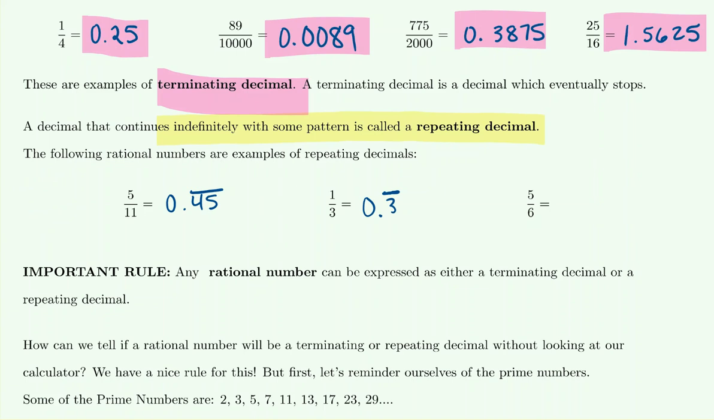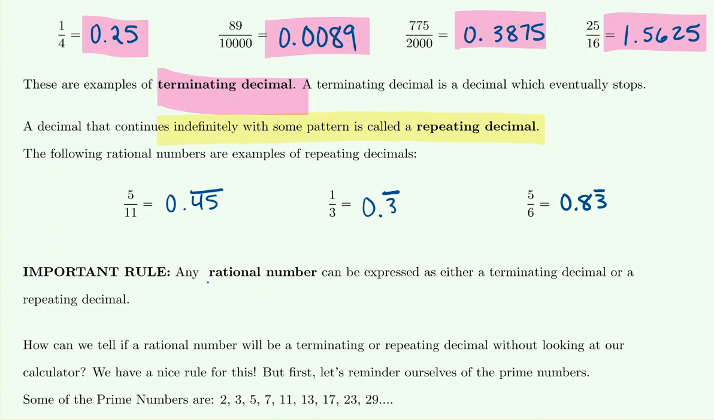Now, 5/6 is 0.8333. So in this case, what's repeating is the 3 continues forever. To represent that, we would say 0.83, and the line is just going over the 3 to show that that's what repeats to infinity.